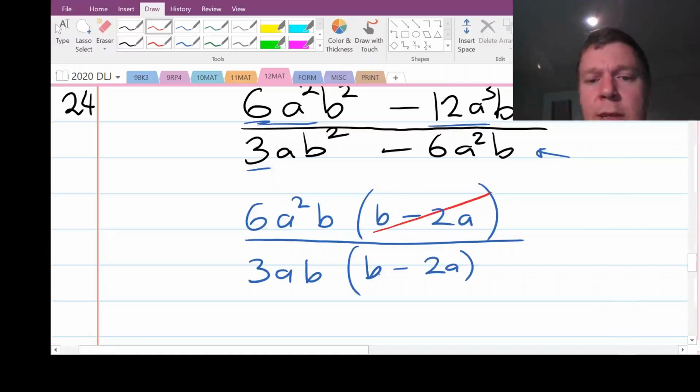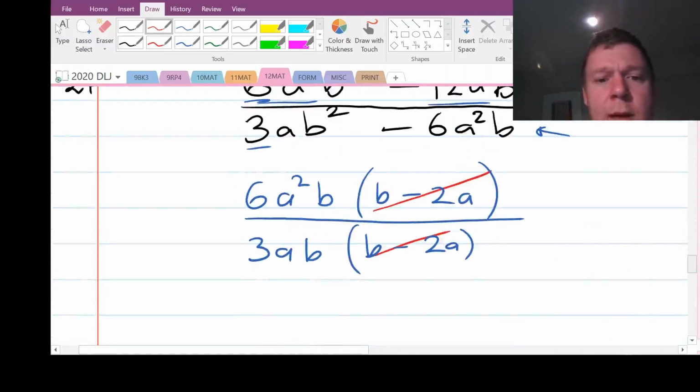Which means that those two sets of brackets will cancel out, and we're just left with this to simplify now. That b and that b will cancel out, and then that a will cancel out one of those two a's, so we've still got one a left on the top, and 6 divided by 3 is 2. So our final answer is 2a.